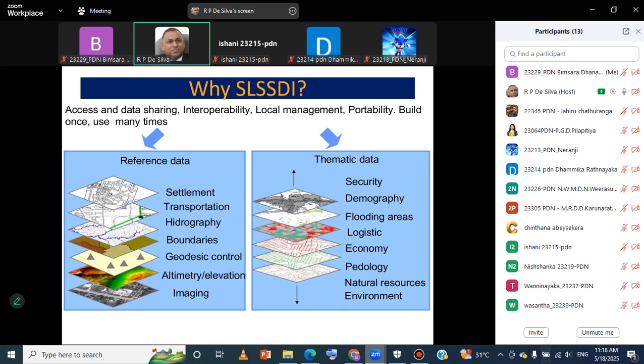And access and data sharing, interoperability issues, and local management, portability, and then we have build once and use many times, either reference data or thematic data. Reference data, what we call framework data: settlement, transportation, hydrography, boundaries, geodetic control, altimetry, elevation, imaging, and thematic data. We have security, demography, flooding, logistics, economy, pedology, natural resources, environment, and all that.